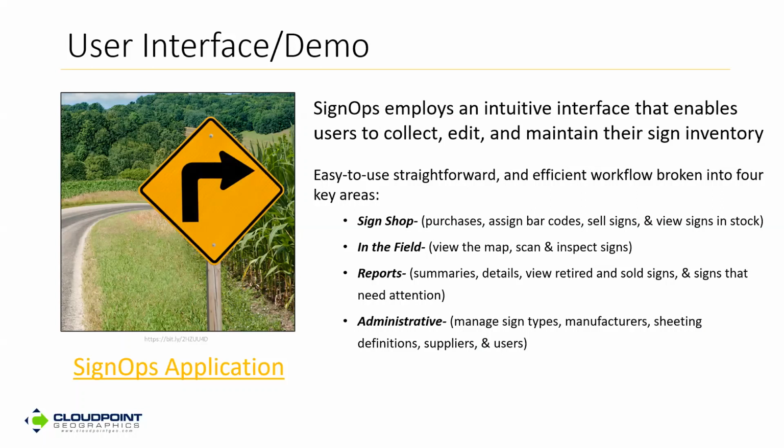Out in the field is really the meat and potatoes of the SignOps application, where we can view all of our sign data on a map, we can scan and inspect our signs. Reports, as I mentioned earlier, we can see all of our sign data, we can pull summaries, look at sign data details, view all the signs that we've retired and sold, and we can also see the signs that we marked as needing attention. And the administrative section, for certain admin users, they'll have the ability to manage the sign types, manufacturers, shading definition, suppliers, and users.